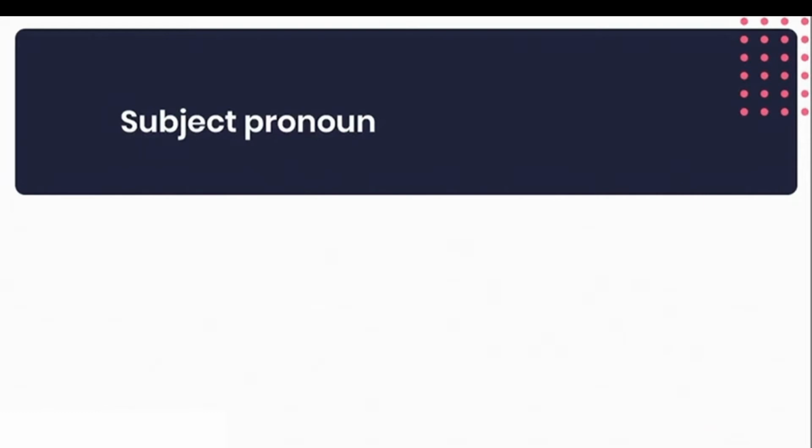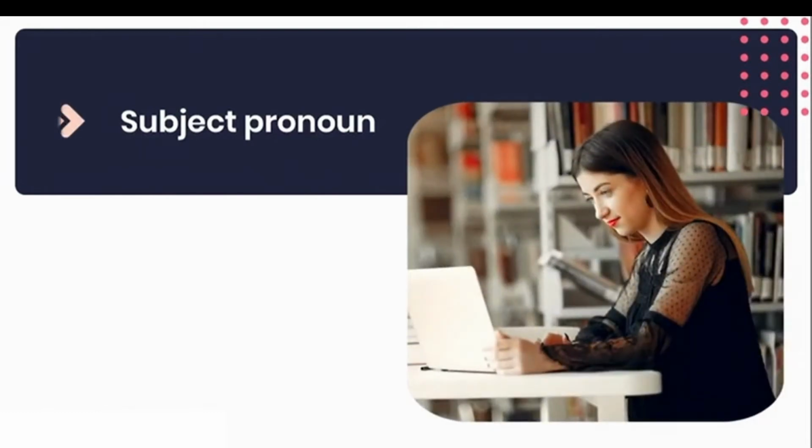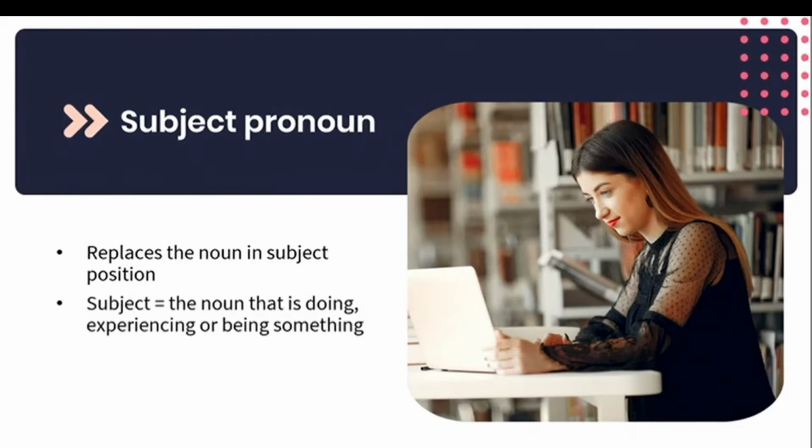The first type of pronoun is the subject pronoun. The subject pronoun replaces the noun that is in the subject position of the sentence. The subject of the sentence is the person, place, or thing, in other words, the noun, that is doing something, experiencing something, or being something.